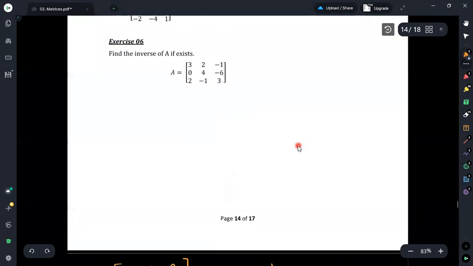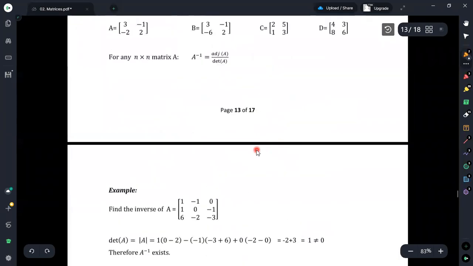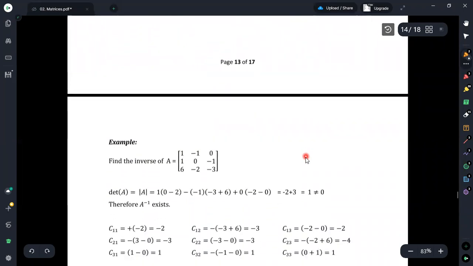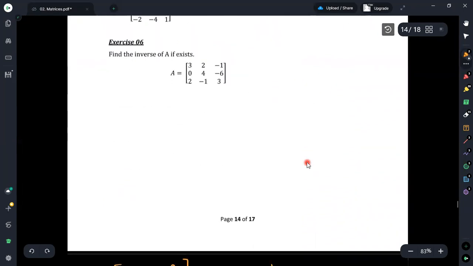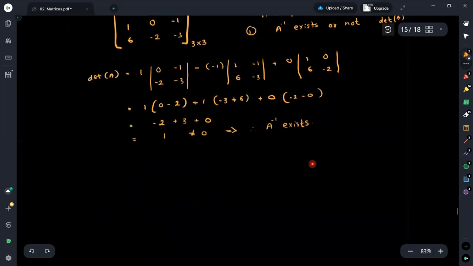we can use the equation that we have defined at this point. Here we have defined the A inverse as the adjoint of matrix A divided by the determinant of matrix A. Therefore, now what we have to do is, as the second step, we need to calculate the adjoint of matrix A. Now we need to obtain this.